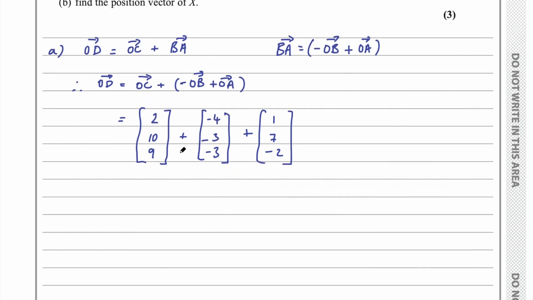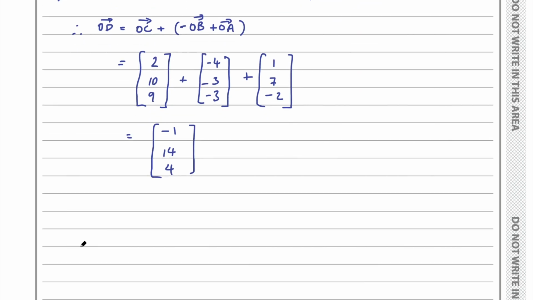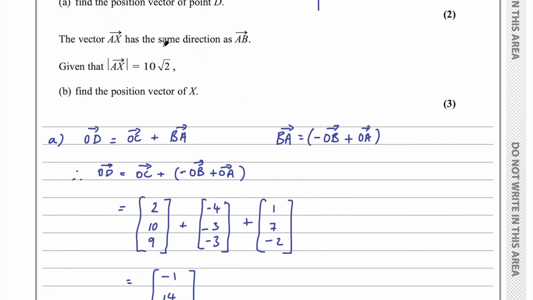Okay, so now to add column vectors, all we do is just add the numbers. So this is going to be 2 plus minus 4, or 2 take 4, plus 1. Negative 2 plus 1 is negative 1. 10 take 3 plus 7, that's 14. 9 take 3 take 2, that will be 4. And then let's write this in terms of the unit vectors. So OD is going to be -i + 14j + 4k. Okay, so that is the position vector of D.